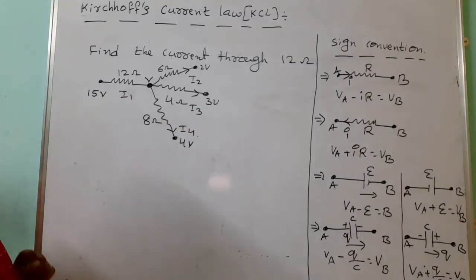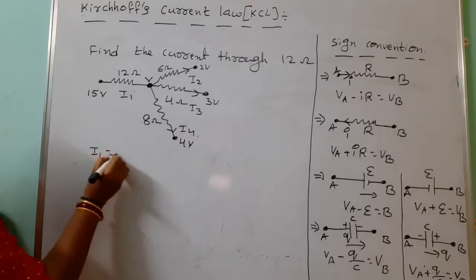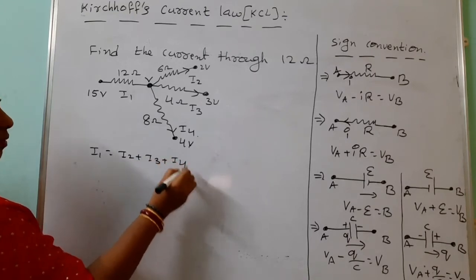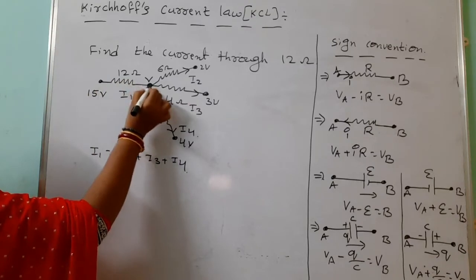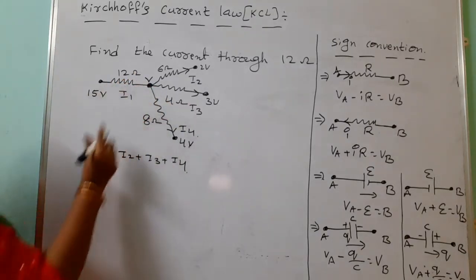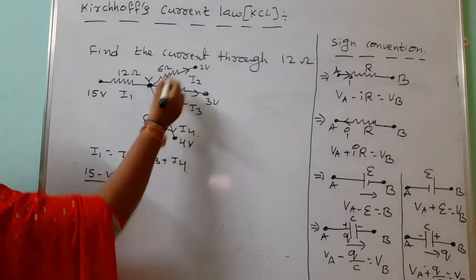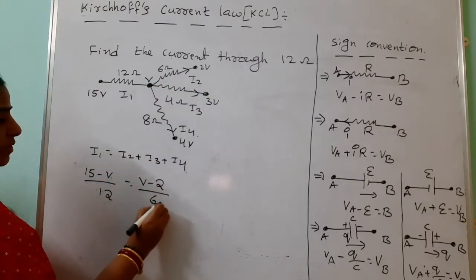Now we can find I1. We should write I1 equals I2 plus I3 plus I4. The problem is we don't know the potential here. First we focus on the potential here. For I1, potential 15 minus V by resistance, the 12 ohms. Then I2 equals how much? V minus 2 by 6 ohms.